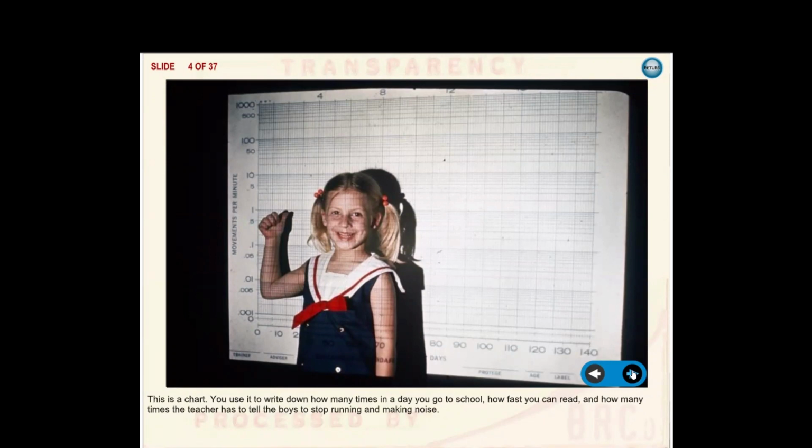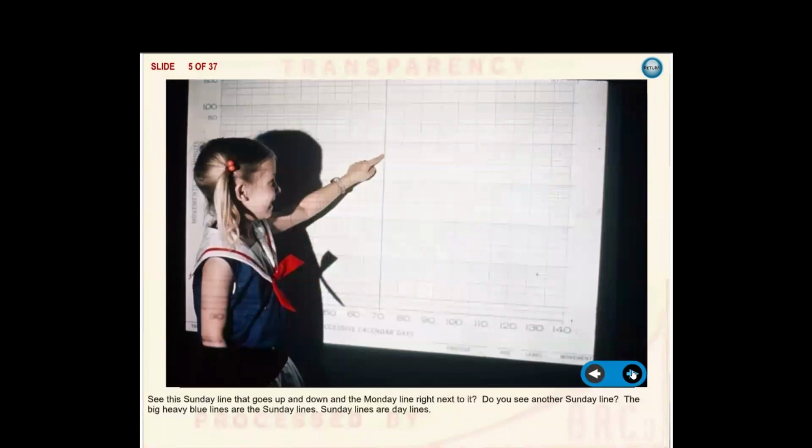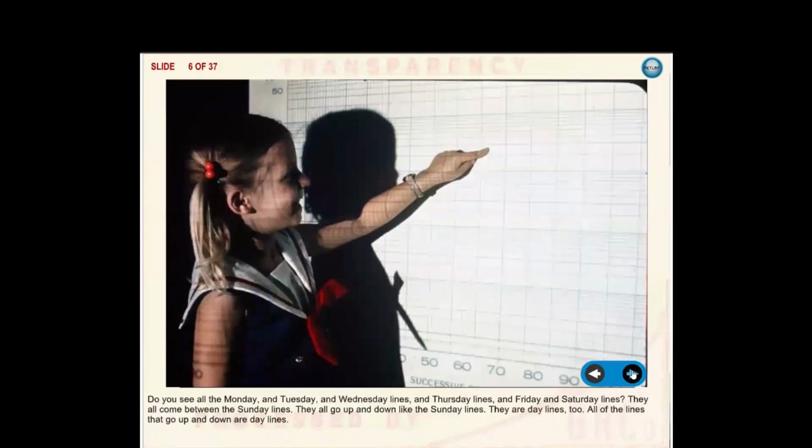See this Sunday line that goes up and down, and the Monday line right next to it? Do you see another Sunday line? The big heavy blue lines are the Sunday lines. Sunday lines are day lines. Do you see all the Monday and Tuesday and Wednesday lines, and Thursday lines, and Friday and Saturday lines? They all come between the Sunday lines. They all go up and down like the Sunday lines. They are day lines too. All of the lines that go up and down are day lines.